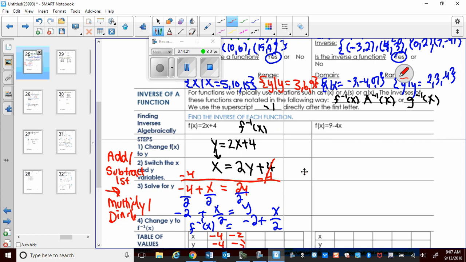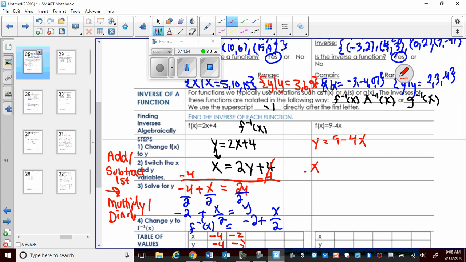Alright guys, we gotta move on. You can come back and do that. So, for the second one, the first step, change f of x to y. It becomes y equals 9 minus 4x. Step 2, switch the x and y. Please don't tell me you can't do this at home. You have the directions. You're going to do this for number 2, 3, 4, and 5 on your homework.